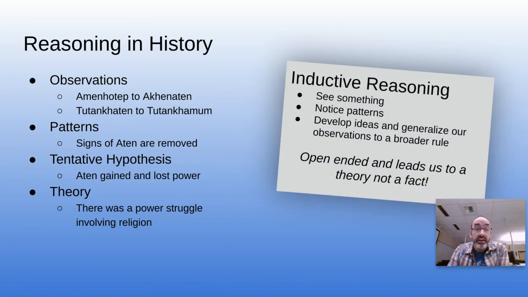Now, this is inductive reasoning. We see something, we notice patterns, and we develop ideas to generalize our observations to a broader rule. It's open-ended. It leads us to a theory, but it doesn't lead us to fact. There will be other theories that we could deal with when we look at the Aten. Okay, there could be something totally different that we're missing, but we take a specific instance and we try to go to a broader rule. Okay, that is inductive reasoning.